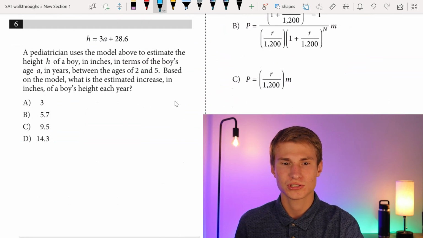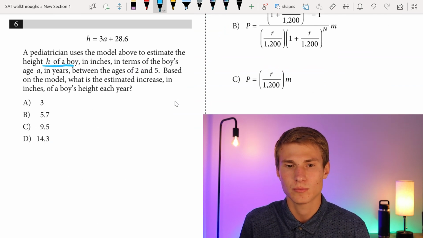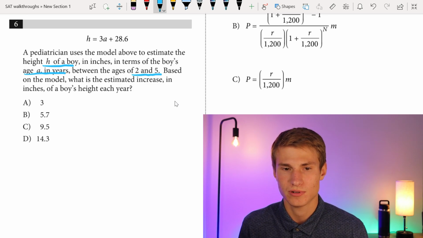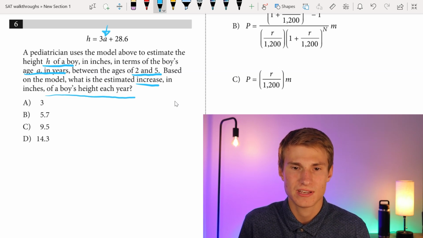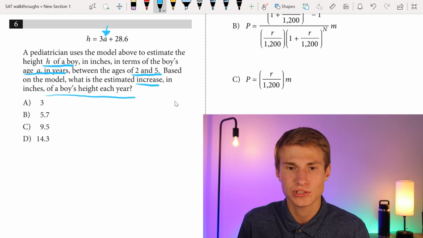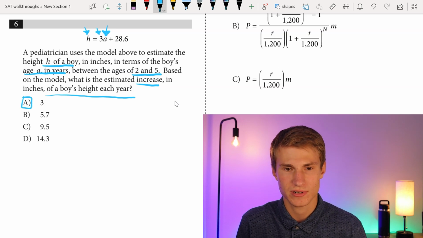All right, if I take a look at question number 6, we've got a pediatrician uses the model above to estimate the height h of a boy in inches in terms of the boy's age A in years, between the ages of 2 and 5. Based on the model, what's the estimated increase in inches of a boy's height each year? Well, we know that years are represented by A, which is representing the age. So as the age increases by 1, we see his height then has to increase by 3. So our answer there has to be answer choice A.